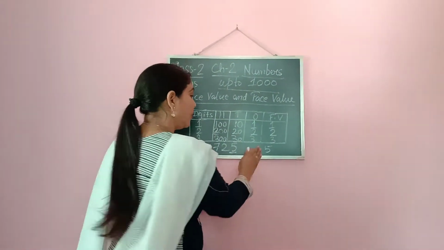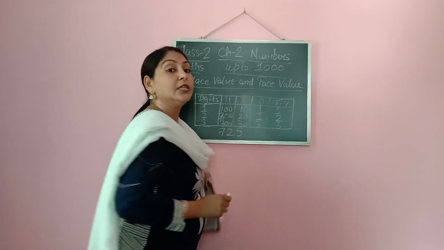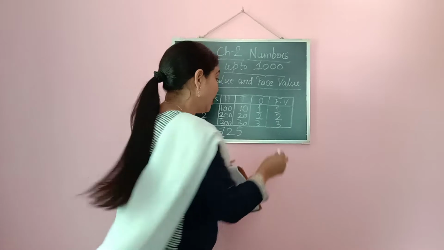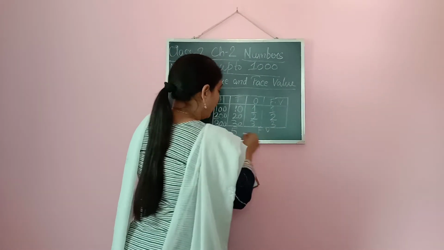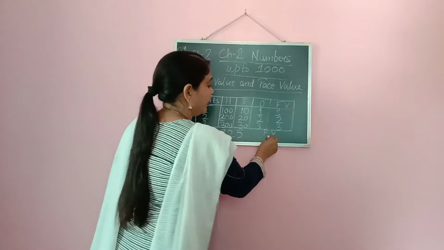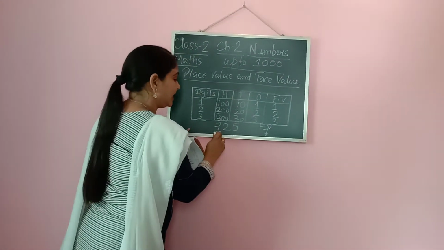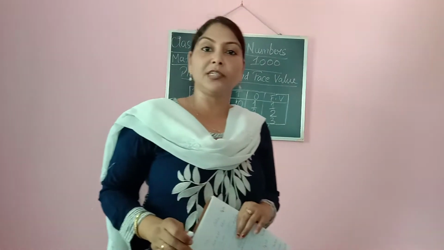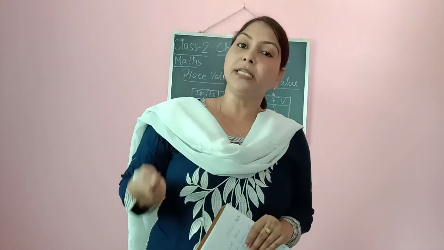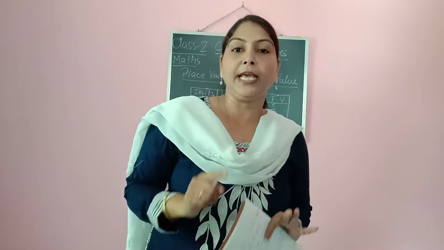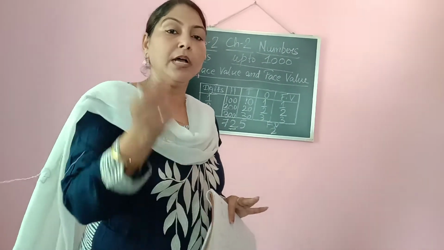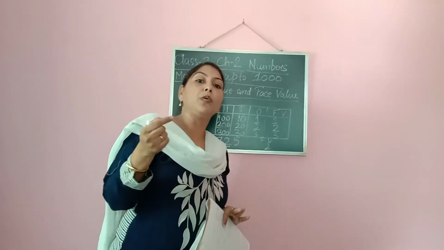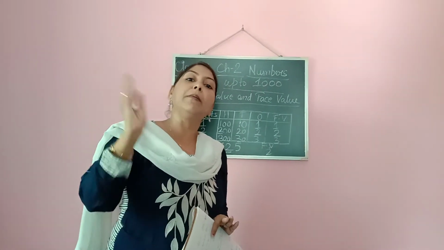Okay. If I ask you what is the face value of 7 in this number, this 7, underline 7, what will be the face value of 7 here? It will be 7. And what will be the face value of 2? Then it will be 2. So what have we understood from face value? Face value is the number itself. In any number, if we point out or underline any particular digit and ask about its face value, then it will be the number itself.